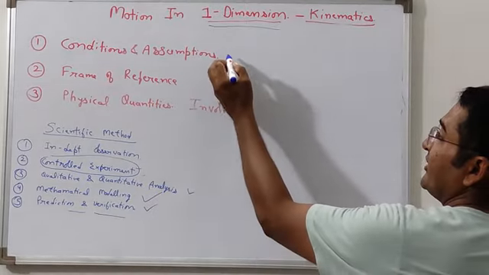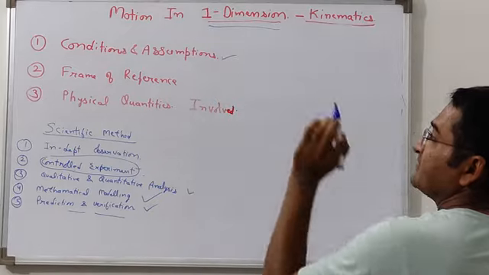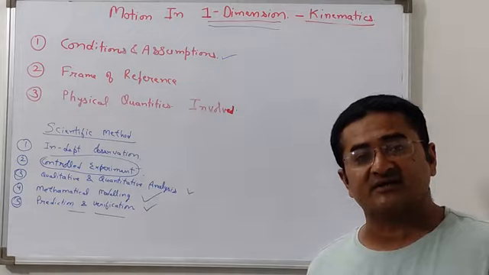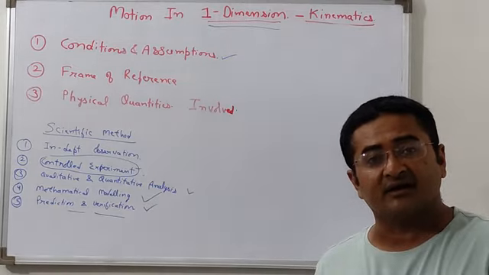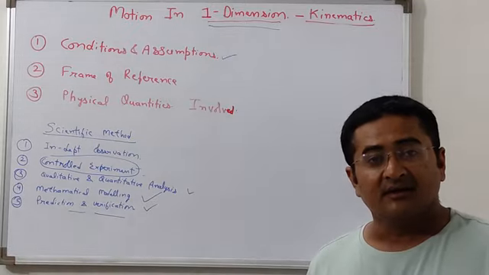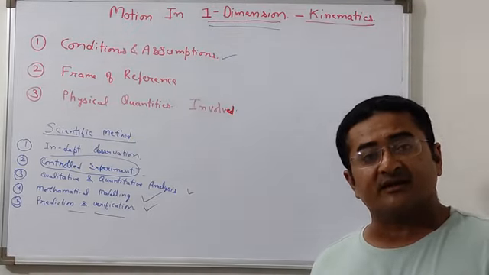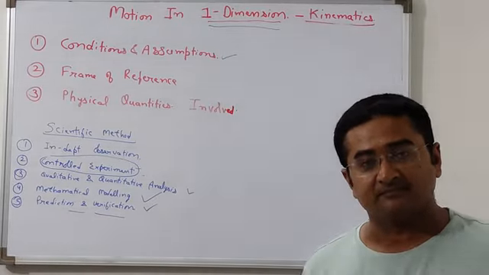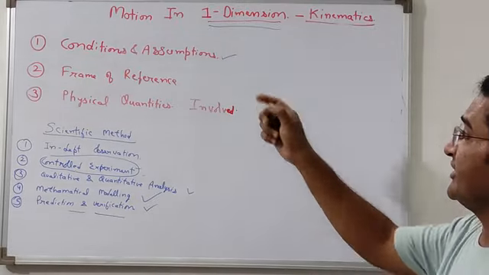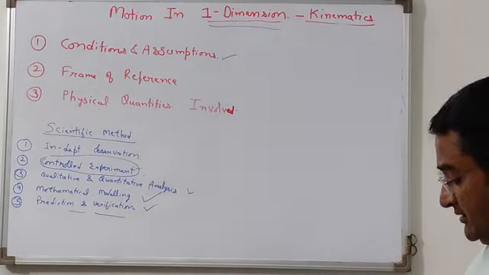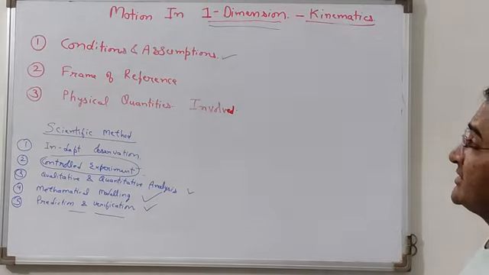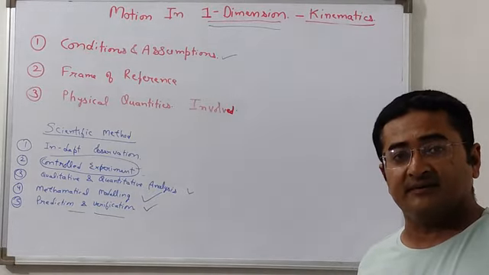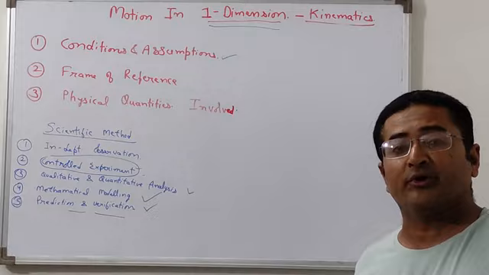First, we should be aware of the conditions and assumptions for any concept. All the concepts in physics are valid under certain conditions and assumptions. So if those conditions and assumptions are valid, then only that particular concept is applicable. So in our case of motion in one dimension, our condition and assumption is that the object which is under motion and under study, we consider it to be a point object.